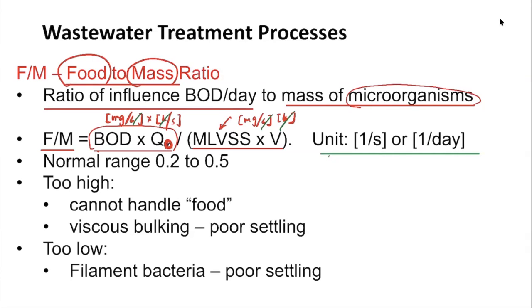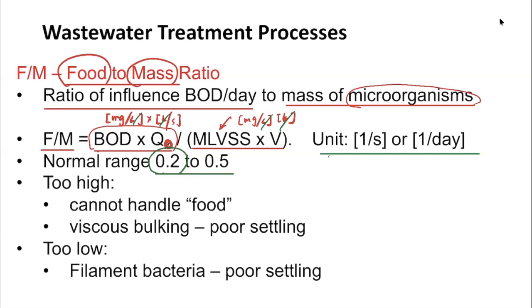So the normal range for this food to mass ratio is 0.2 to 0.5. So this is going to be a design parameter. So basically, let's say if we know what is the BOD value coming out of the primary clarifier, then when we design the mass of the bacteria, we need to make sure that it falls in this range, right? It's going to determine how much bacteria we need to grow in this aeration tank. So further, what does this 0.2 or 0.5 mean, right?